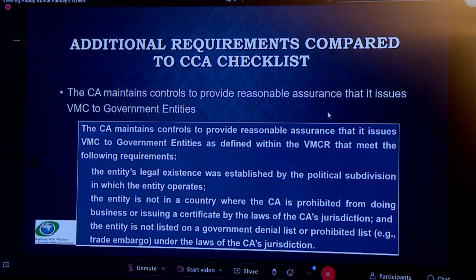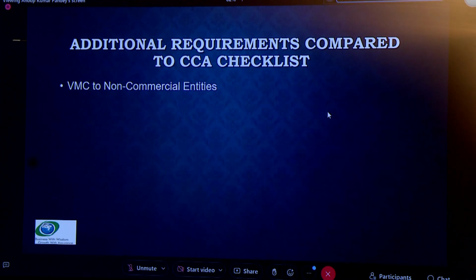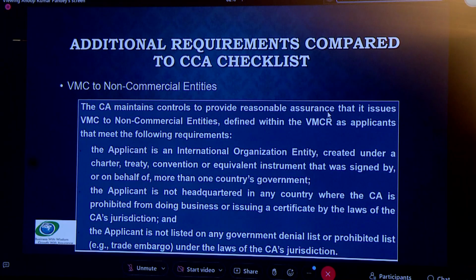The CA maintains a control to provide reasonable assurance. This is for VMC, if you are providing it to government entities, what should be followed. Similarly, there is one more guideline for private entities. Please go to next one. Non-commercial. So these are the two things they've added for VMCs.